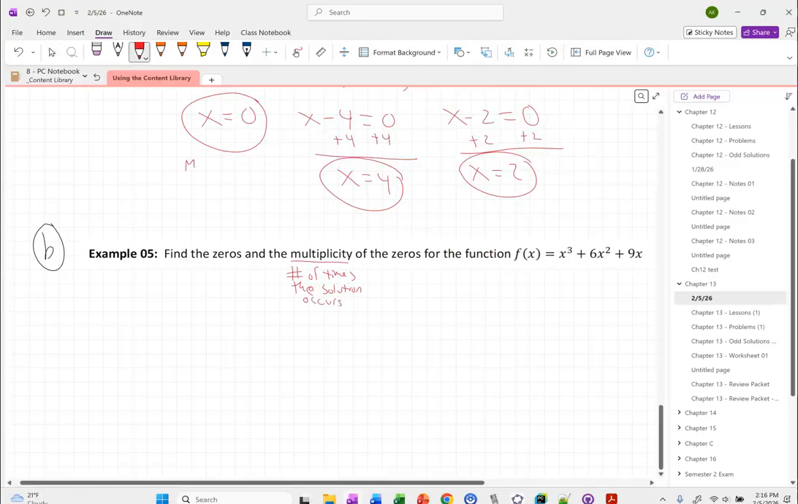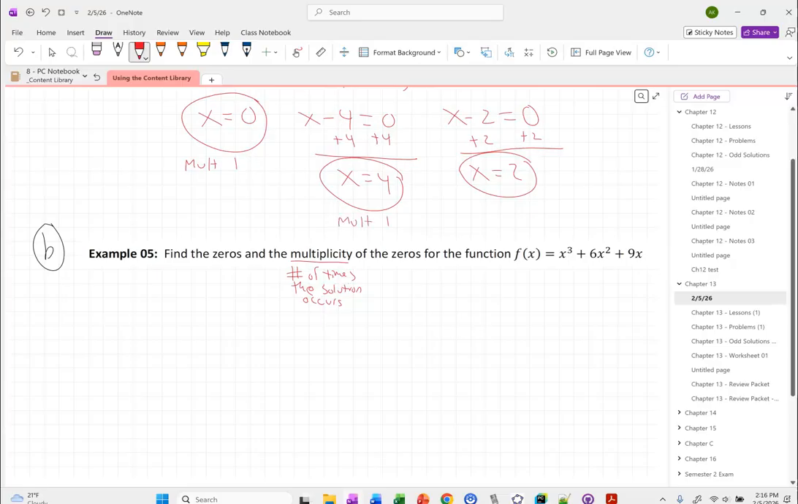So up here, 0 occurred 1 time, has a multiplicity of 1. 4 occurred 1 time, has a multiplicity of 1. 2 occurred 1 time, it has a multiplicity of 1. Something makes me feel in this question, one of the solutions is going to happen more than once. But let's see. Here's my polynomial.